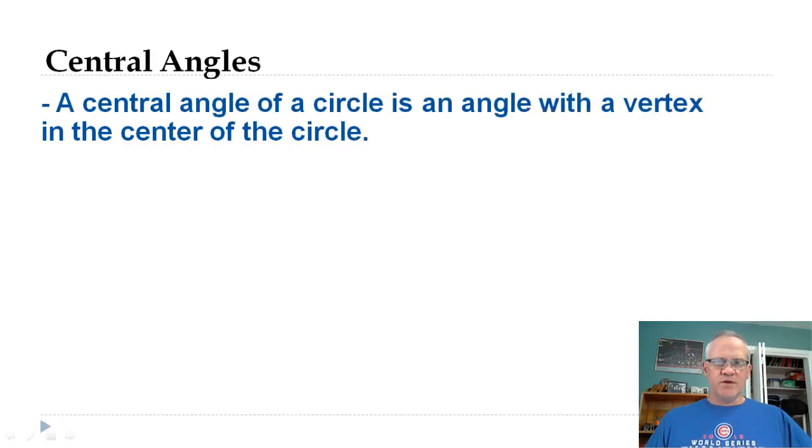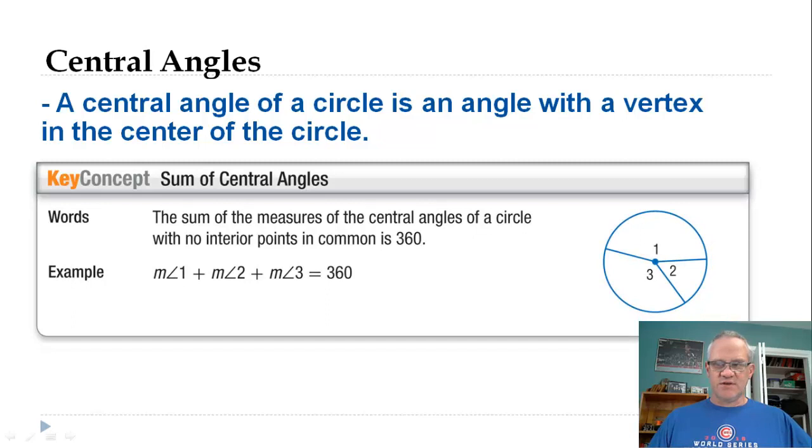Okay, so first of all, a central angle of a circle is an angle with a vertex in the center of the circle. So hopefully I've got an example here that I can show you. And so here in the circle, the central angle is from, remember last time we talked about the radius, you had the center, from the center to the outside edge, that was the radius. Well, the way you can think about this is if you have two radii, then they will form a central angle, okay?